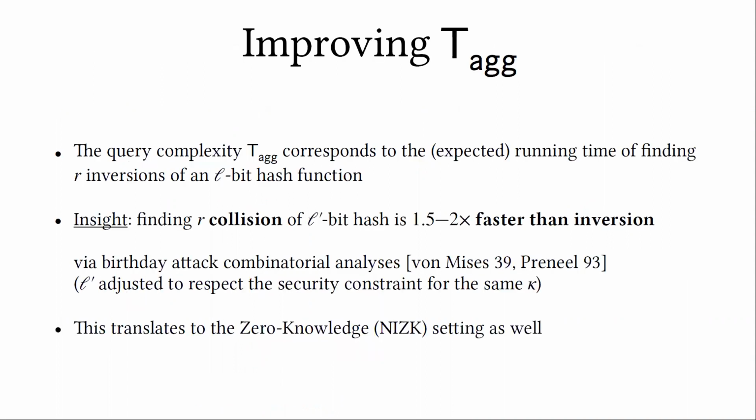Very roughly, the query complexity, that's TAG, corresponds to the expected running time of finding a certain number of collisions of an L-bit hash function. Our insight is that for the same number of collisions, so for the same number of instances, if we change the problem to finding an R collision rather than an R inversion of a slightly modified hash function to make sure we respect the same security constraint, then the resulting thing is slightly faster to compute. It could be significant enough in practice, but it's not necessarily an asymptotic improvement.